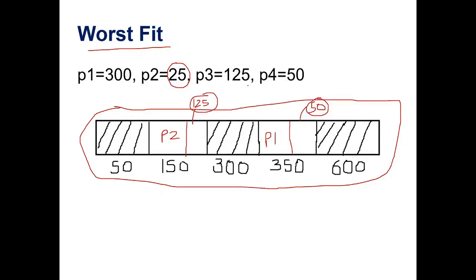Another process has come, P3 with 125. Which is the largest block here? This is the largest block, and the process P3 has the same memory size. So P3 you can allocate here. Now process P4 has come. Which is the largest block? Only one block is available here, so allocate the process P4. In this way, all processes have been allocated in the worst fit.